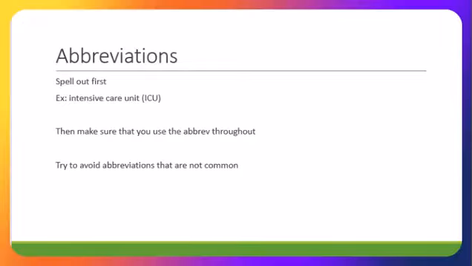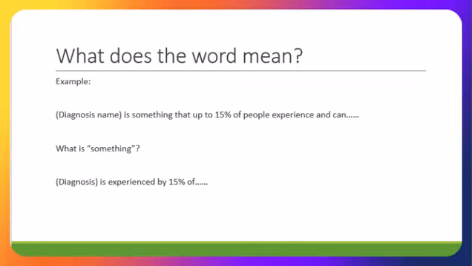Abbreviations. Spell out first, then use that abbreviation throughout. Try to avoid abbreviations that are not common. What does the word mean? For example, in parentheses there is a diagnosis. You can put in any diagnosis there. Diagnosis is something that up to 15% of people experience and can. So what does something mean? That is that kind of conversational writing. Instead, this diagnosis is experienced by 15% of.